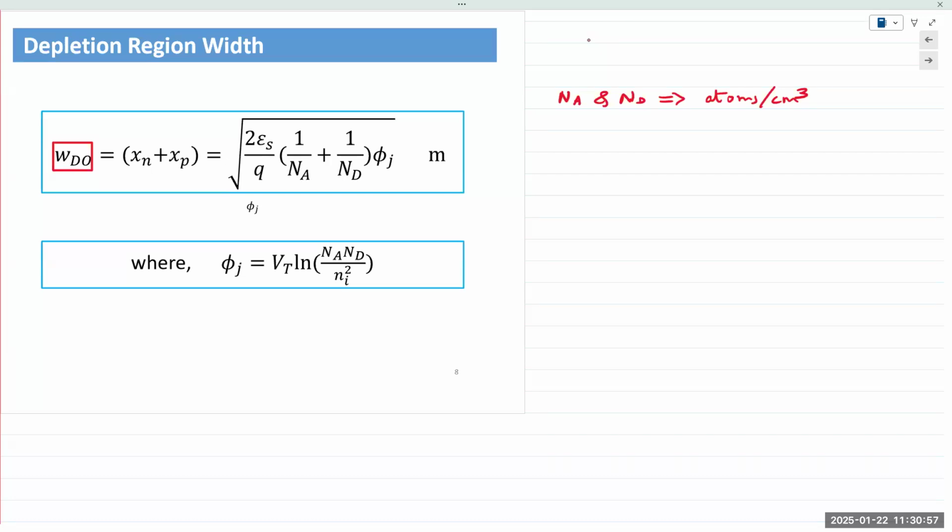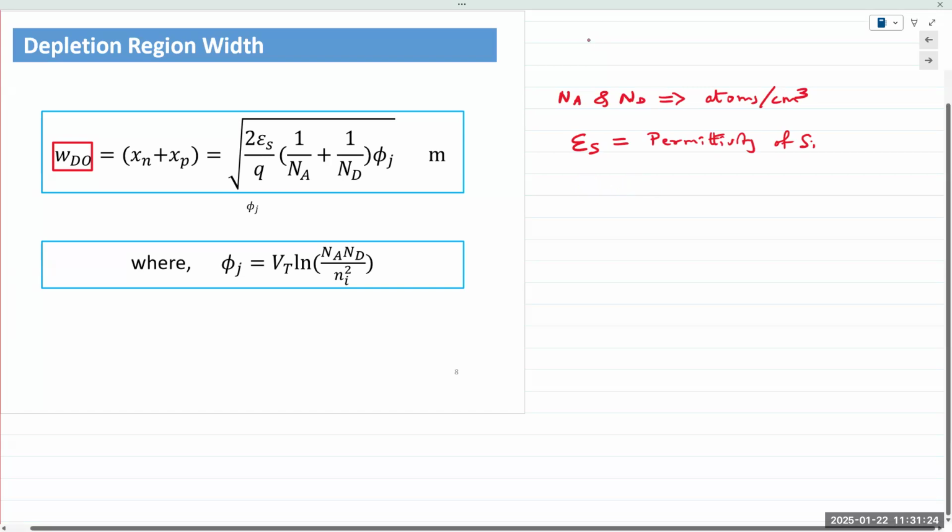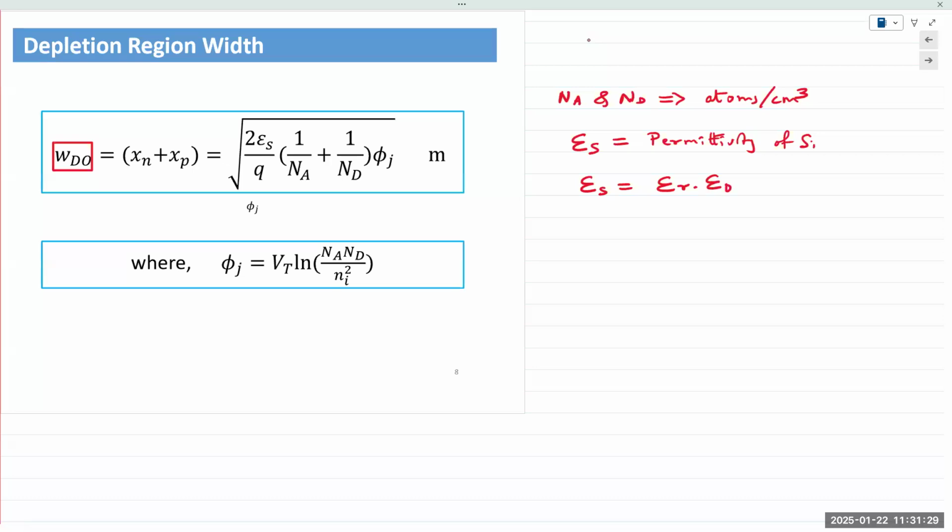So epsilon s is the permittivity of silicon, and it's given by epsilon r times epsilon 0. Epsilon 0 is a constant. Epsilon r depends on the material.